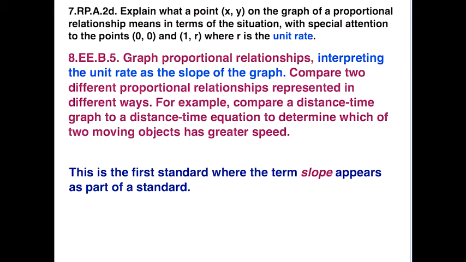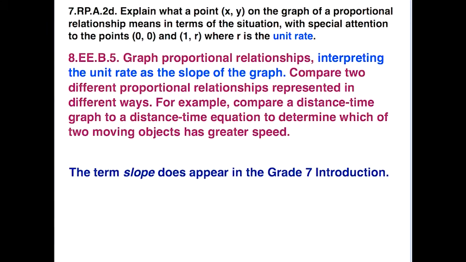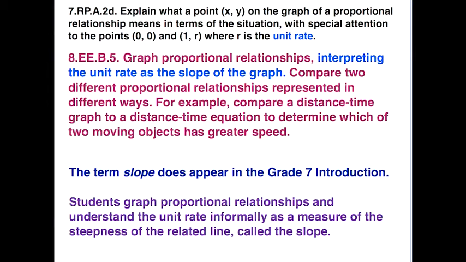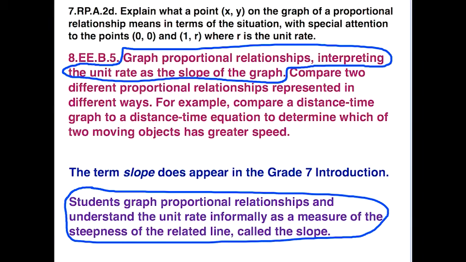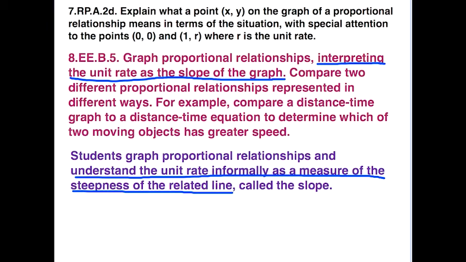This 8th grade standard is the first standard where the term slope appears as part of a standard. However, the term slope does appear in grade 7 in the introduction. And in the introduction, it states, students graph proportional relationships and understand the unit rate informally as a measure of the steepness of the related line called the slope. And again, that introduction ties to what's coming up in 8th grade as far as graphing proportional relationships and interpreting the unit rate as the slope.